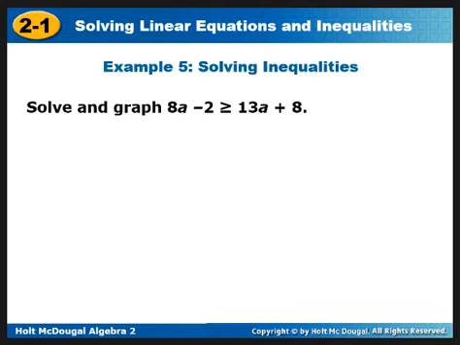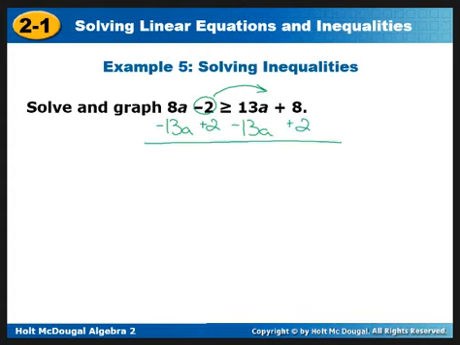Alright, so in this case, again, I'm going to try to keep my variables on the left side if at all possible. So I'm going to go ahead and subtract this 13a over. And at the same time, I want to get this 2 over to the other side. So I'm going to add it. And again, that's just me saving steps. If you want to do it as 2 separate steps, you're more than welcome to.